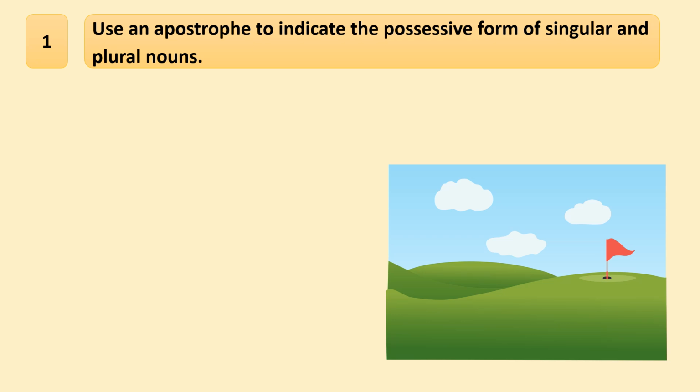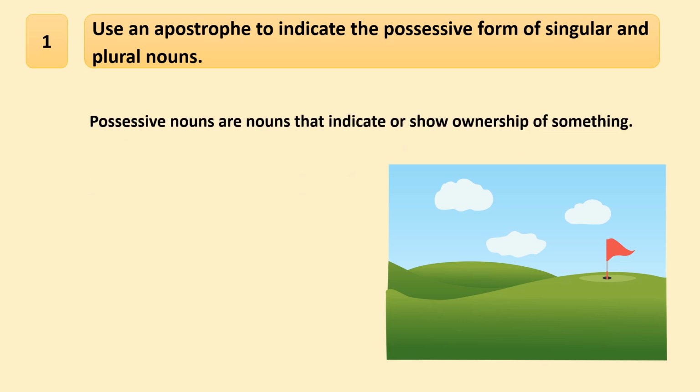So the first point we'll discuss is the use of apostrophes to indicate the possessive form of singular and plural nouns. So possessive nouns are nouns that indicate or show ownership of something.